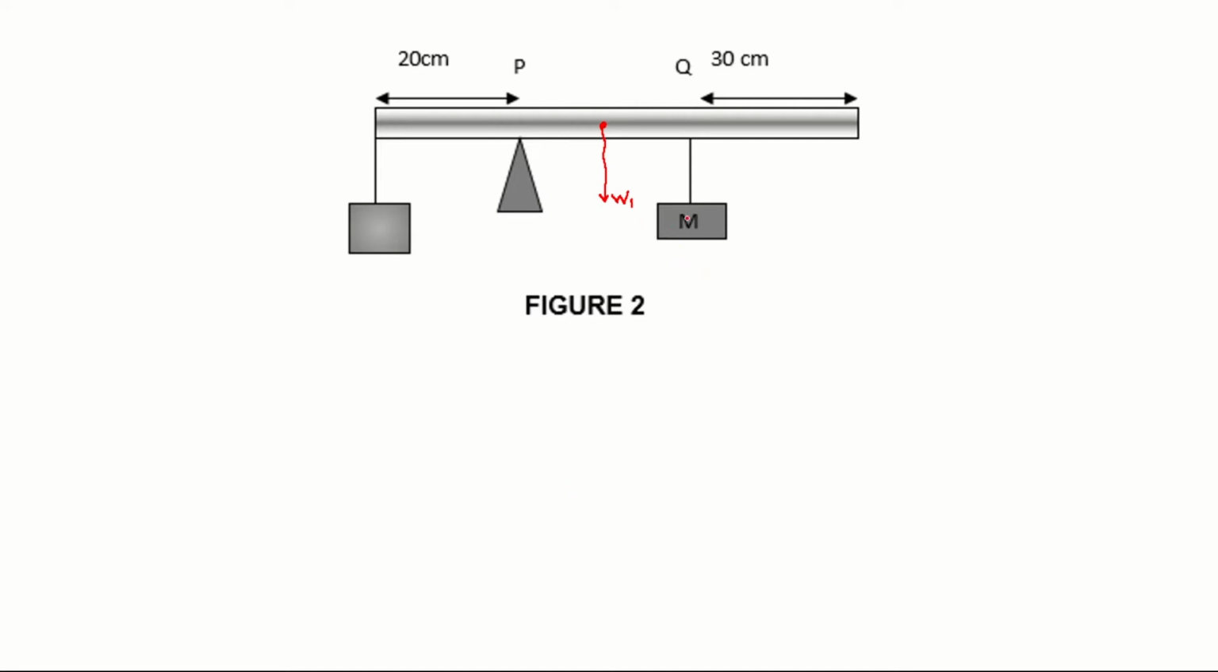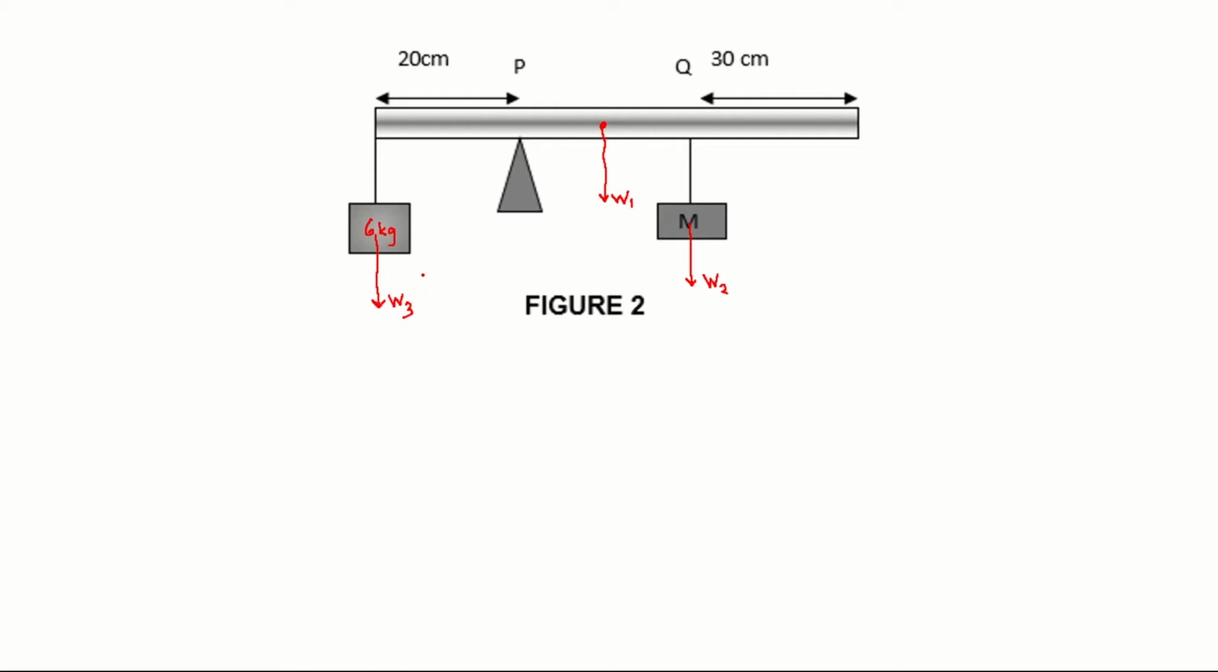Now for the mass suspended here at point Q, the direction of the weight is straight downward, so we can label it W2. And another weight here for the mass 6 kg, the direction of the weight is also straight downward, so we can label it W3.